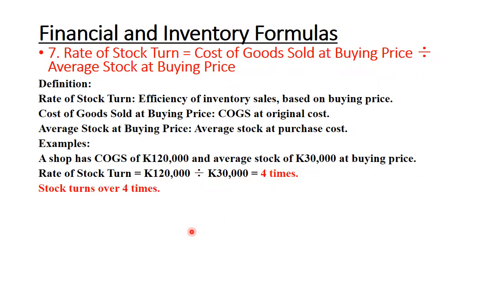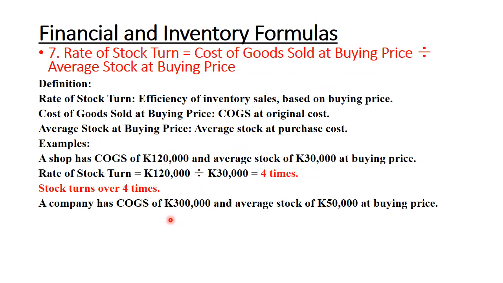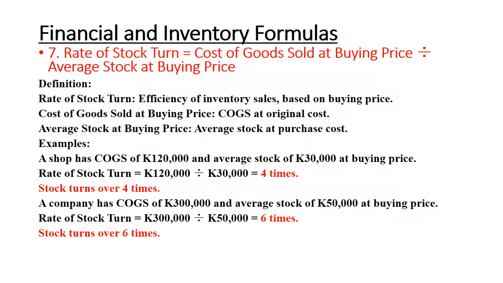Okay, another example. A company has a cost of goods sold of 300,000 and an average stock of 50,000 at buying price. Calculate the rate of stock turn. So the rate of stock turn is just the cost of goods sold at buying price divided by the average stock at buying price, which is going to be 6 times. Don't forget to put times at the end of the answers.